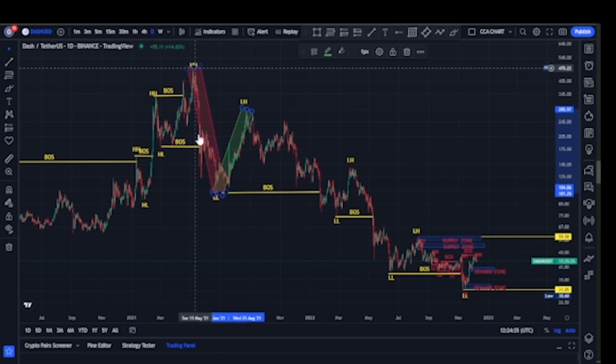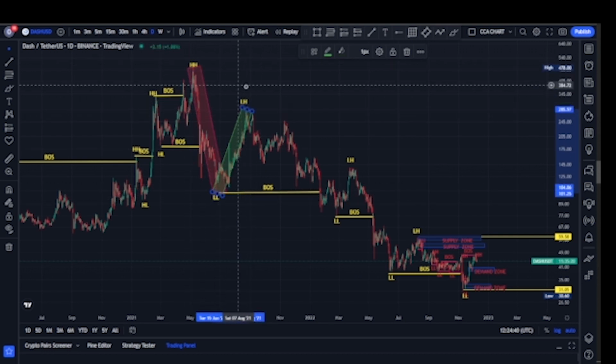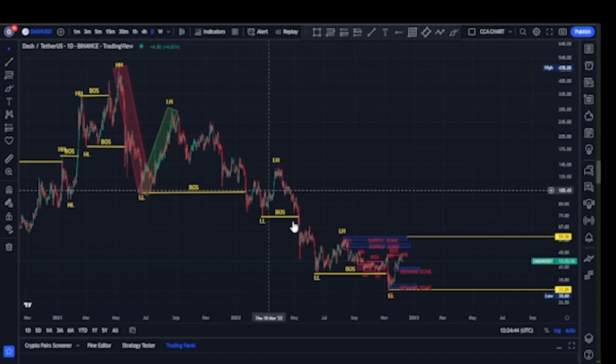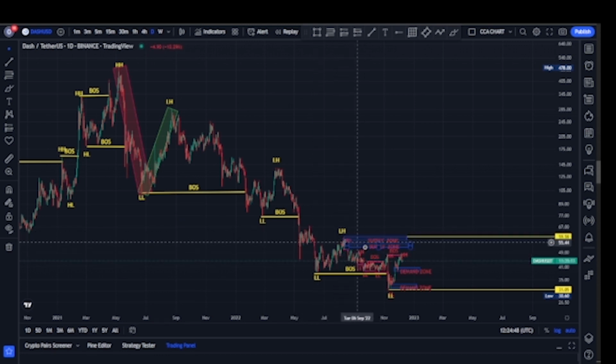As long as the high that gave us this lower low was not taken out during the pullback, we should expect more break of structure to the downside. And guys, that's what we've seen. We've seen a series of break of structure to the downside. So I'll be skipping to the last part to continue the analysis.